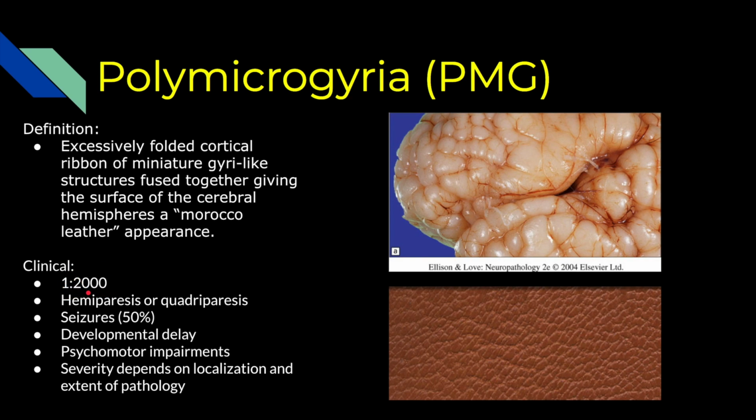And clinically, the findings are going to really depend on the extent and the location of this defect. You can have hemiparesis, quadriparesis. If it's diffuse, seizures are common, developmental delay, psychomotor impairments. Again, really depending on the location and the function that area of the brain contributes to.